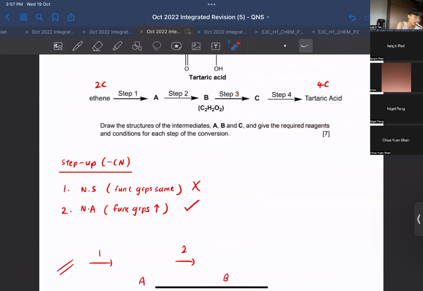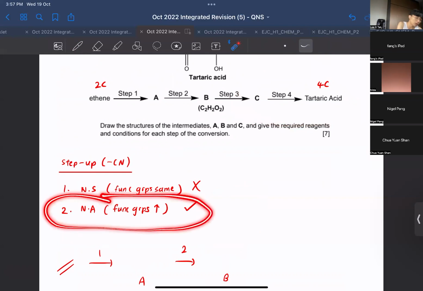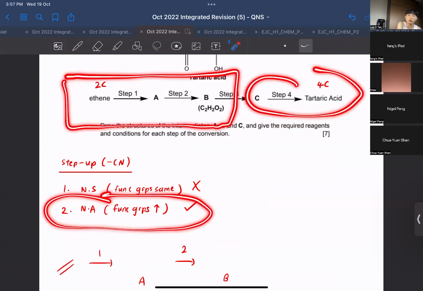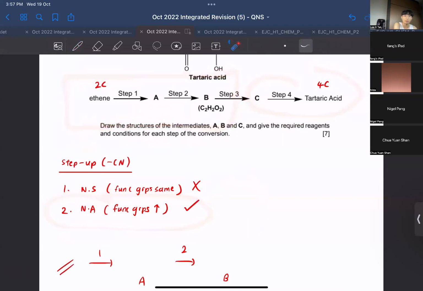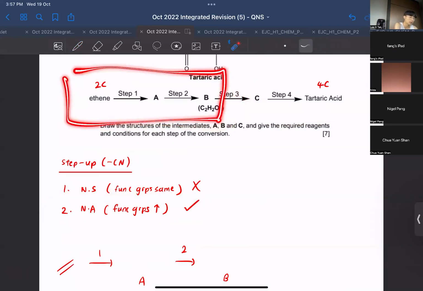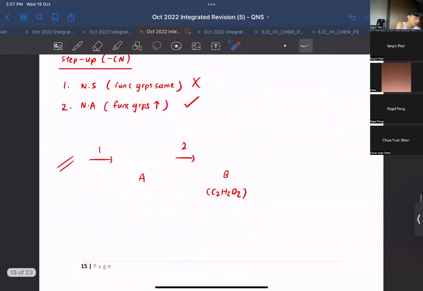The step-up reaction, I repeat, has to be here and not this part. In this first part, there are still 2 carbons. So let's separate this synthesis into the first part and the second part. Let's try to settle this first part. How do we add oxygens? The only way we can think of adding oxygens to alkenes is either oxidative cleavage or mild oxidation.